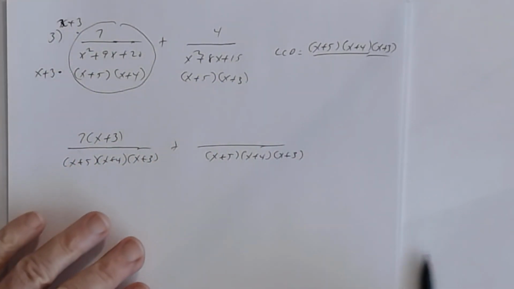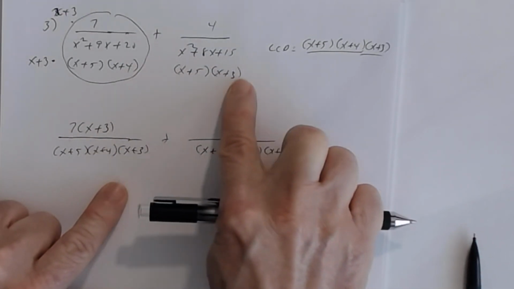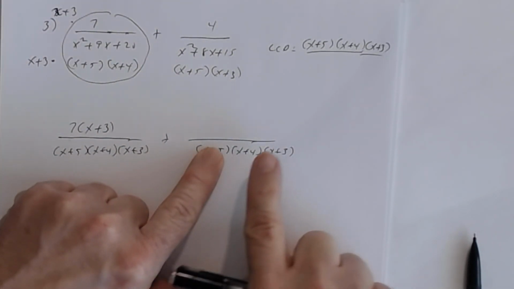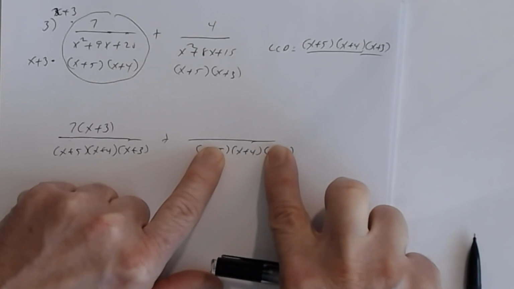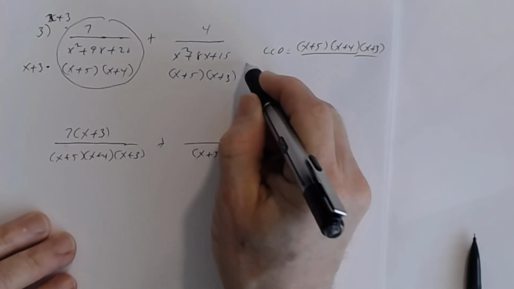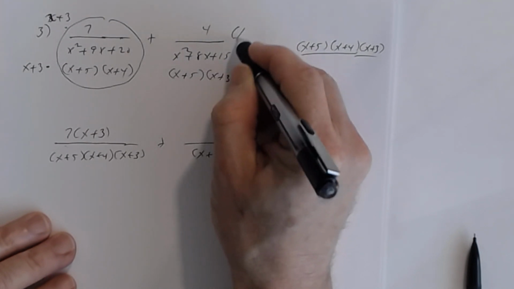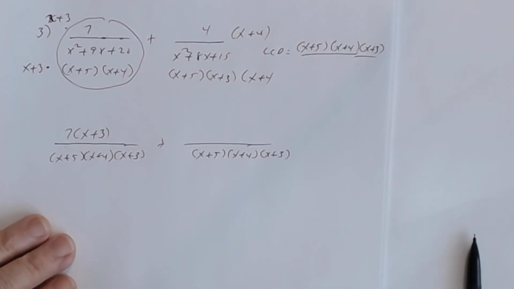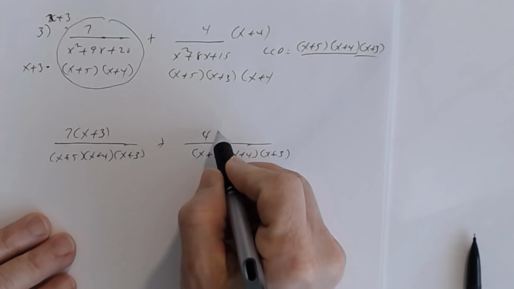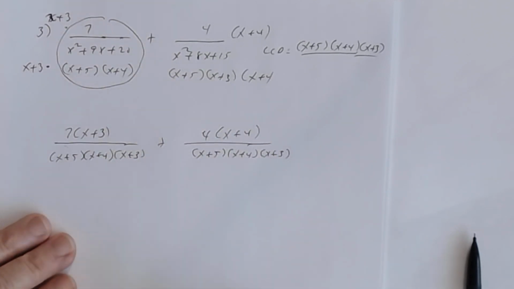All right, let's do this one. So here I have the x plus 5 and have the x plus 3 covered up. X plus 5, x plus 3. What's missing is the x plus 4. So I got to say times x plus 4. But what I do to the denominator, I do to the numerator, times x plus 4. And so right here, this becomes 4 times x plus 4.